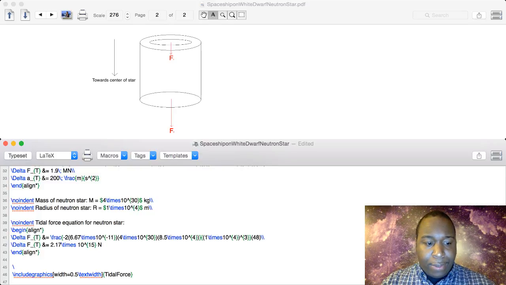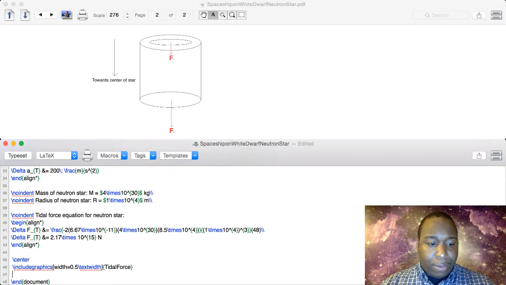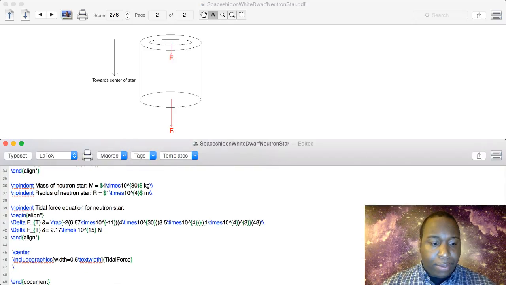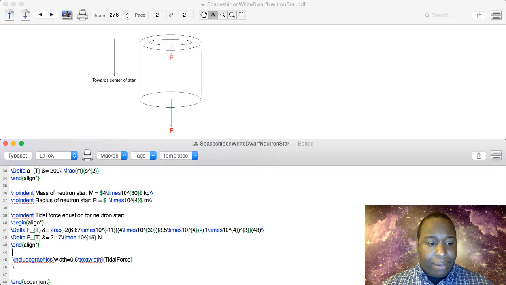So I think I can put center actually. Is it like begin center or something like that? Actually, I'll worry about centering and stuff a little bit later.